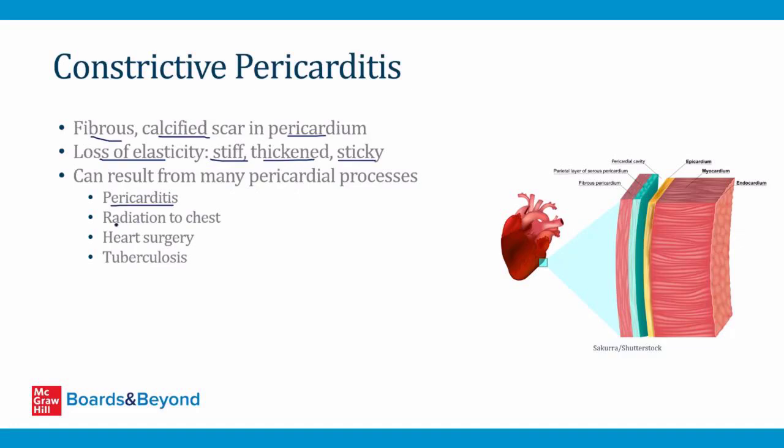It occurs in some patients who have chest radiation for malignancy. It can occur in patients who've had heart surgery, who have had incisions made into their pericardium. And then finally, worldwide, especially in places where there's lots of tuberculosis, people can have pericarditis from tuberculosis, and that can lead to constrictive pericarditis.